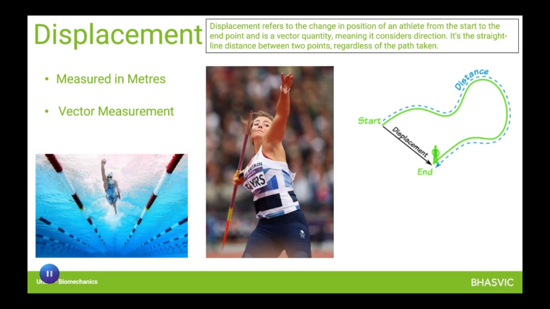Another example is a javelin. When a javelin is thrown, it travels through the air and covers a certain distance from its starting point to where it lands. The displacement is the straight line distance from the initial position to the final position, along with the direction of that line.